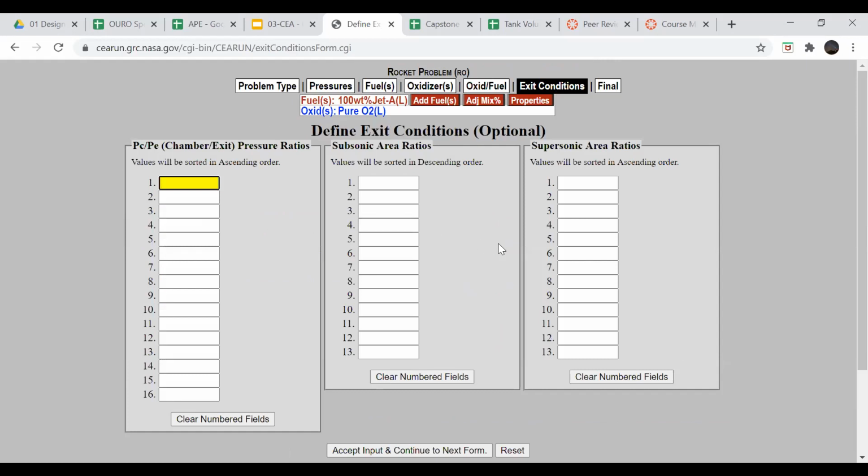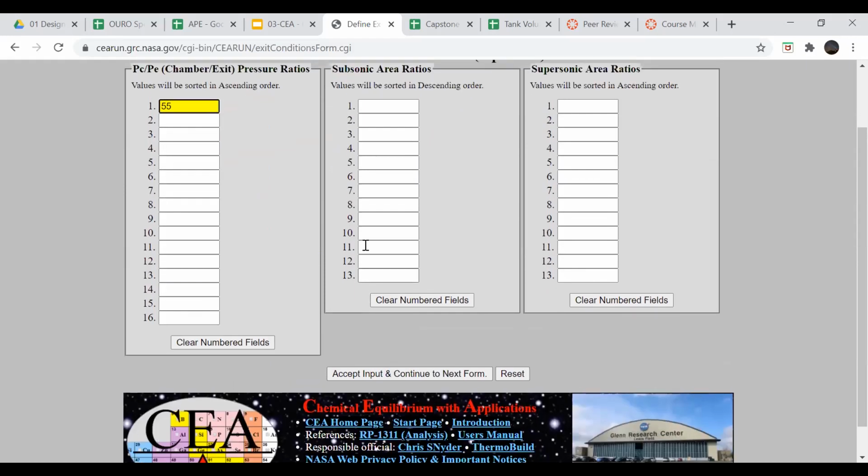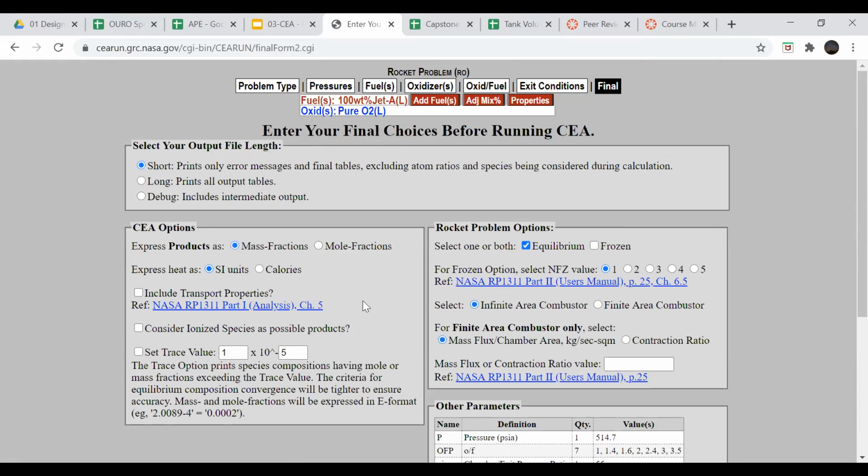And now you can define a bunch of different exit conditions. It looks like these are optional. I think if you want to get an area ratio out, you should probably put something in here. So you can either put the pressure ratio, which is what we're using. You can also put in an area ratio, and it will output the pressure ratio. I'm actually not sure what supersonic area ratios is. But anyway, for regen, we picked 55 as our pressure ratio. And we're going to go ahead and accept and continue.